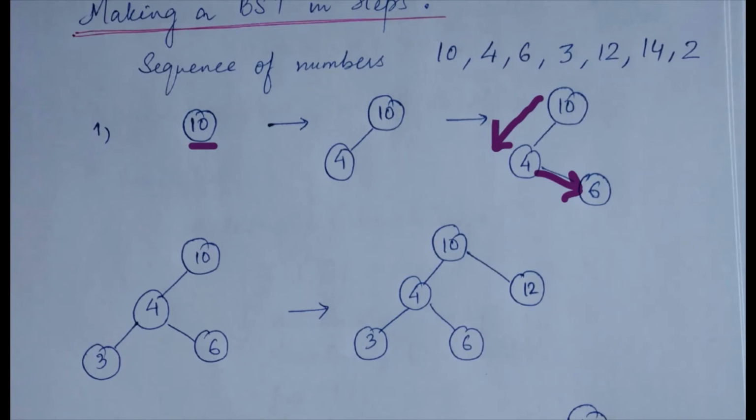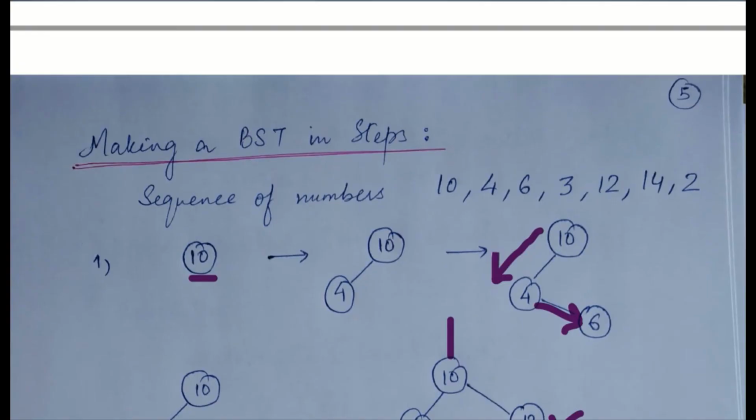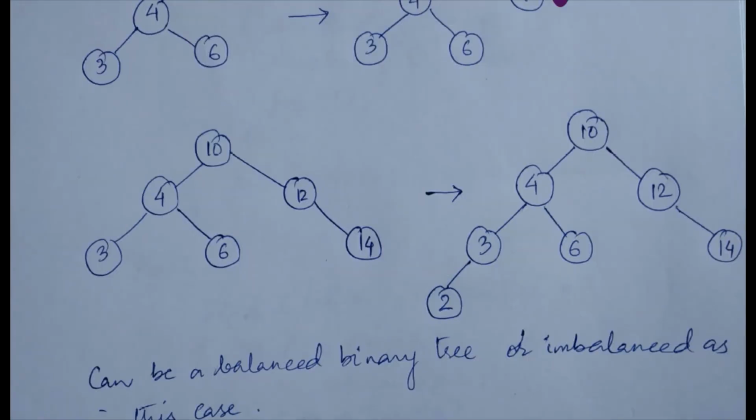Similarly, 12 comes. You compare 12 with 10. It is greater, so we put it as the right child, as the right of 10 is null for now. Then 14 and 2. So 14 comes. 14 is greater than 10, so we send it to the right subtree. When 14 comes to the right subtree, it compares itself with the root. The root of the right subtree is 12, so 14 goes to the right of the root of the right subtree. And if that is empty, we put 14 there. Otherwise, we recursively call the same procedure.